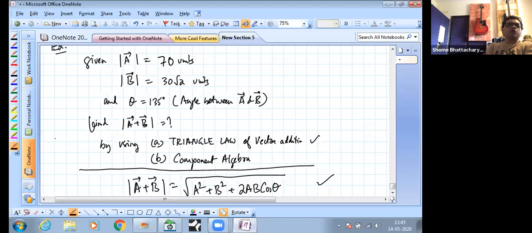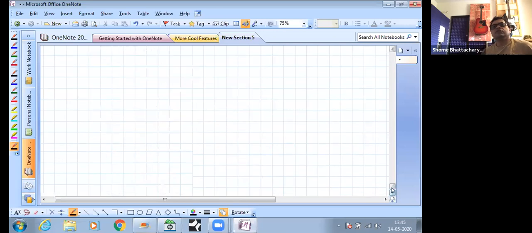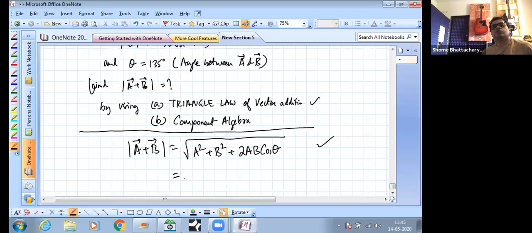So the whole question is how much is cos of 135? 135 is second quadrant. So it will be minus cos 45. Okay, so substituting here further, you will get this as square root of 70 square plus 30 root 2 ka whole square. Yes, Yojit, that's correct. Very good.